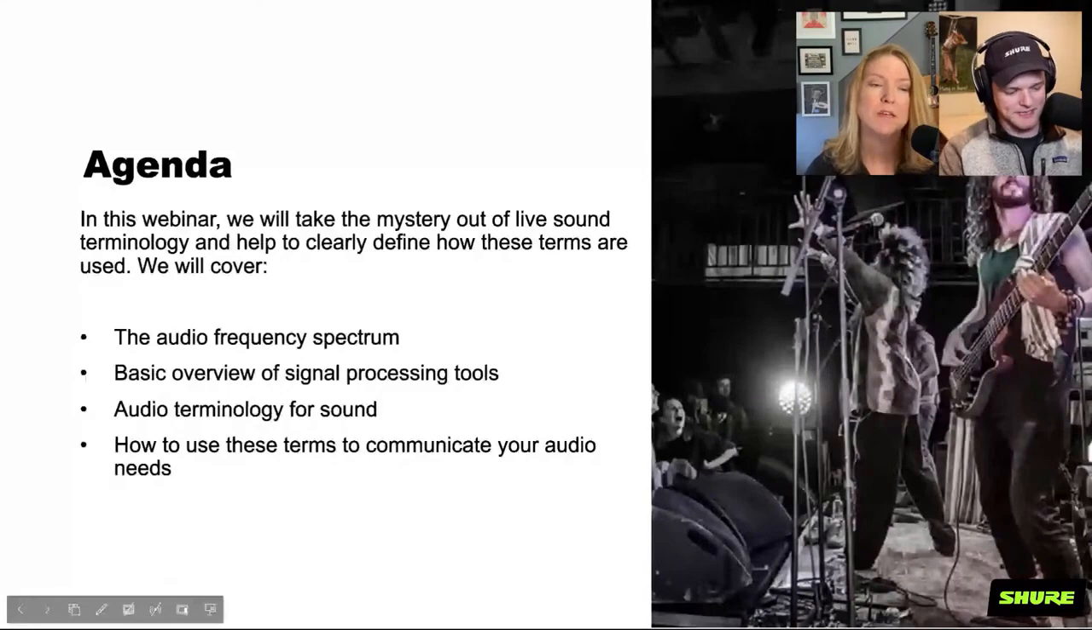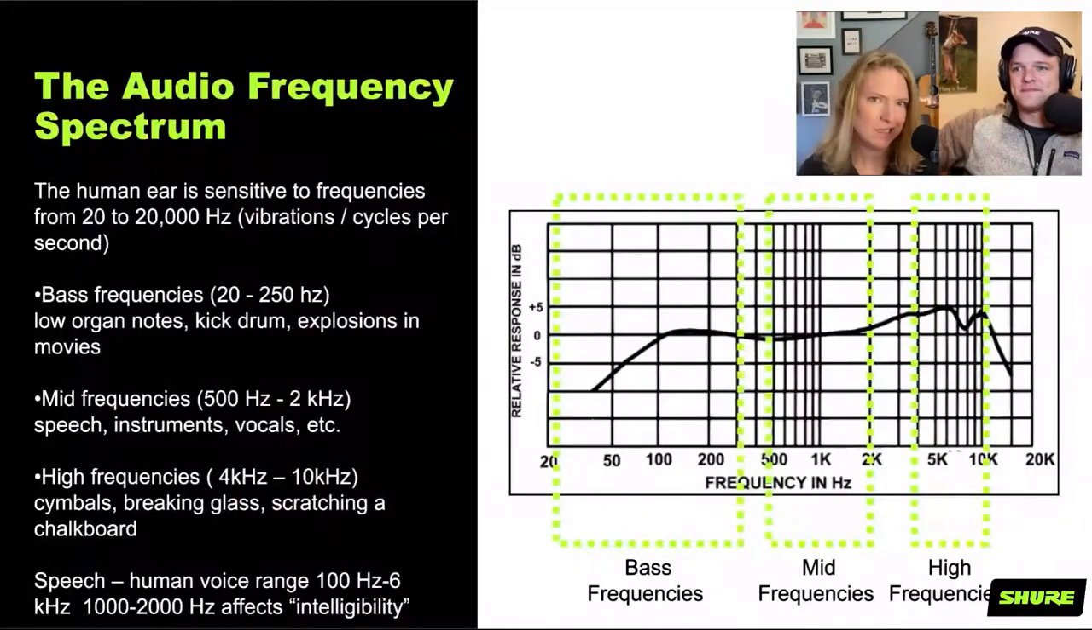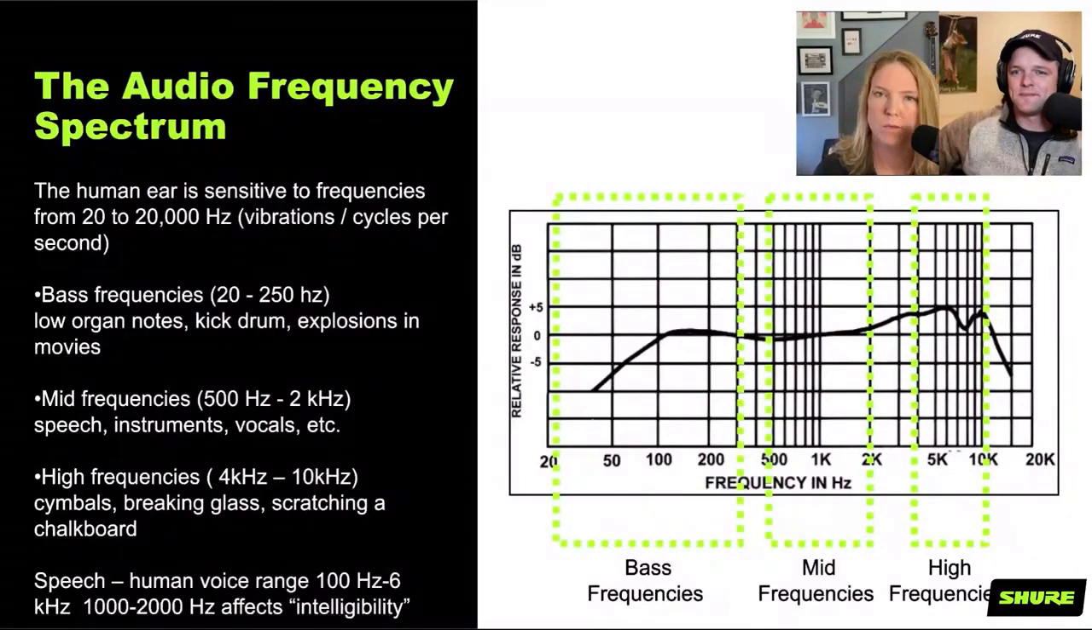So, audio frequency spectrum. The meat and potatoes, if you will. Right. If you've seen one of these graphs before, if you've looked at any audio manual or bought a Shure microphone, for example, you may have seen this frequency curve. This is the overview of the frequency spectrum. The human ear is sensitive to frequencies from 20 to 20,000 hertz, or 20K if you're keeping track.